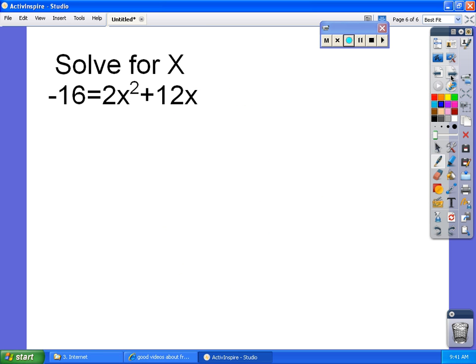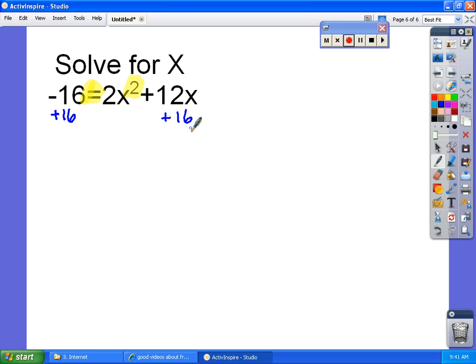Here's a last example. How do I solve for x? Well, again, you're going to notice that you have a quadratic and you have an equal sign, so you're going to be able to solve this. But the only way to solve quadratics, or for now the only way to solve quadratics, is you have to factor. But the reason you factor is you have to set it equal to 0. Well, this isn't set equal to 0.